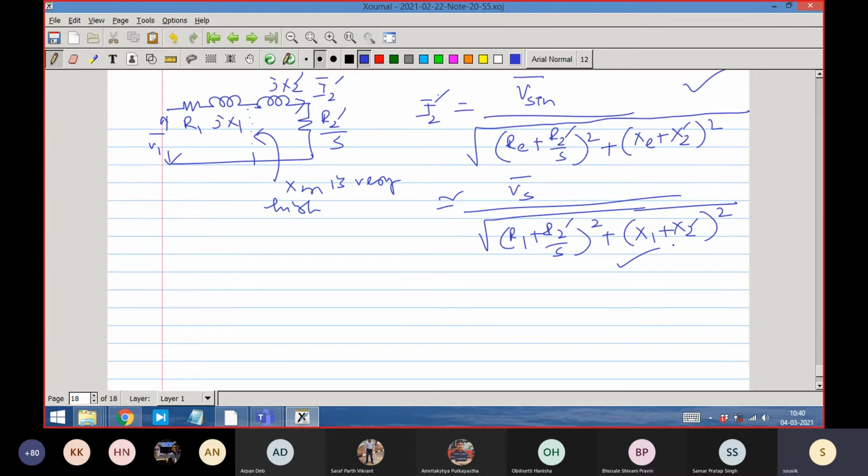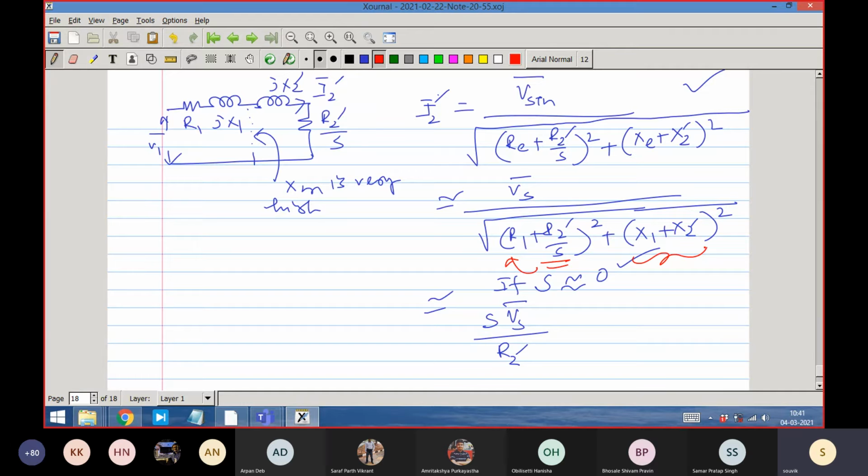Maybe even this approximation will sometimes be okay. That is, if S is very nearly equal to 0, then you can say that this is equal to VS divided by S into R2 dash, because this part will be dominating over this part, as well as over this part, magnitude wise.